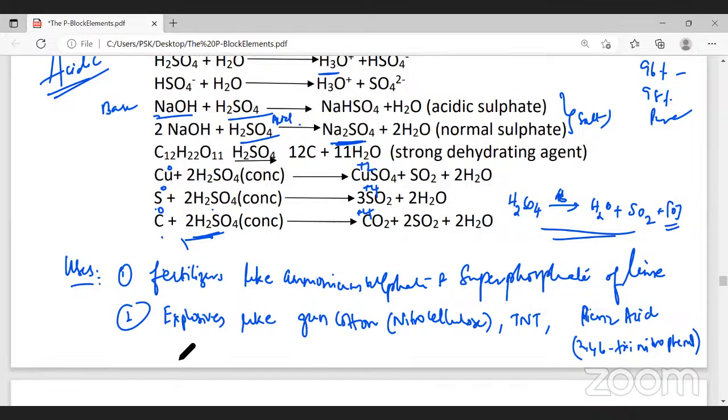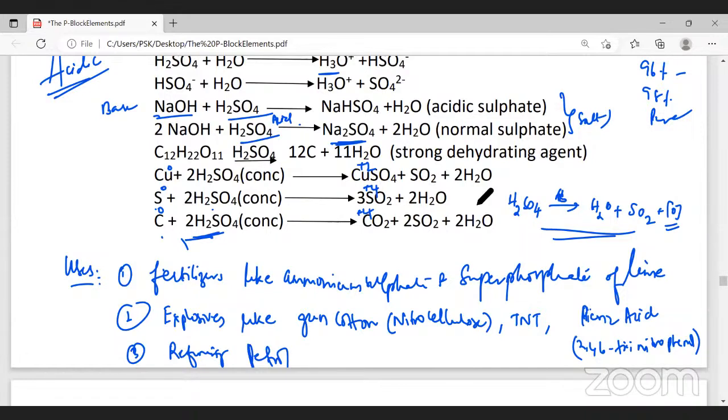Third, it is used in refining petrol. In the purification of petrol, sulfuric acid is used. Sulfuric acid is also used in the manufacturing of nitric acid and other acids, HCl, etc. So this is with respect to group 16.